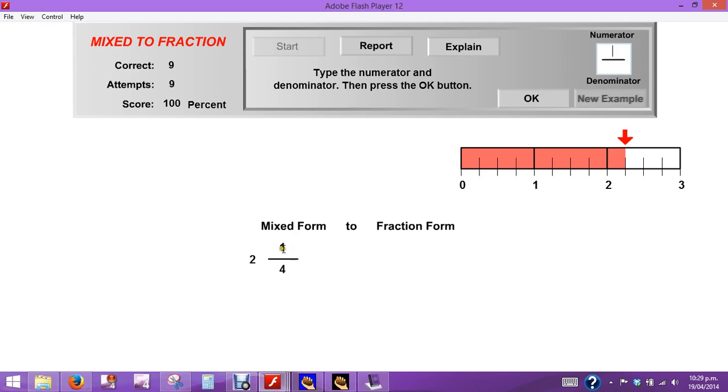I think it is. 2 and 1/4, I have 4 fourths in 1, 8 fourths in 2, plus the extra 1. What's it going to be? You got it, 9 fourths.